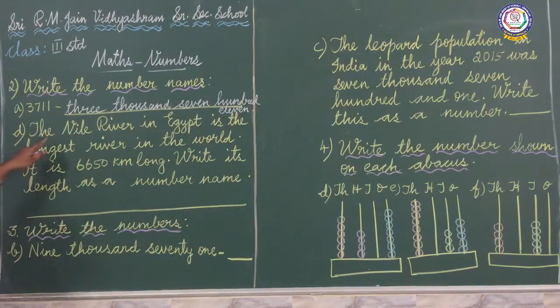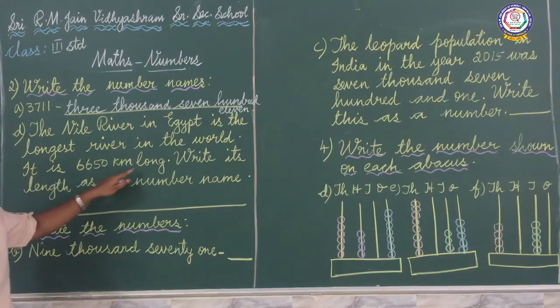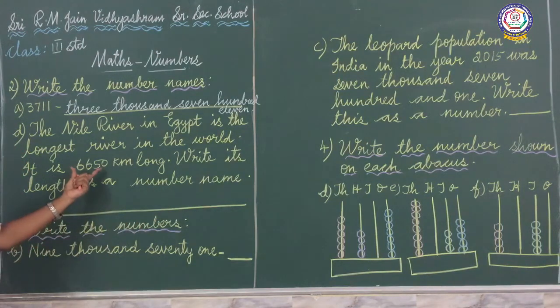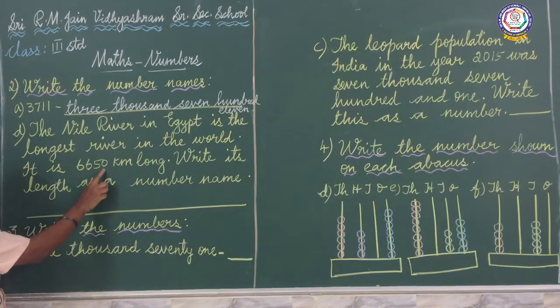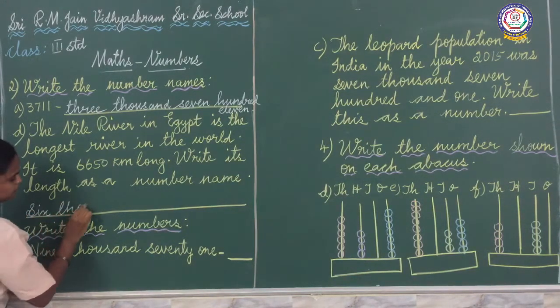Next, the Nile River in Egypt is the longest river in the world. It is 6,650 km long. Write its length as a number name. So we are going to write this length in number name. What is the place value of 6? 6,000. What is the place value of this 6? Hundreds. So we are going to write the number name for 6,650.